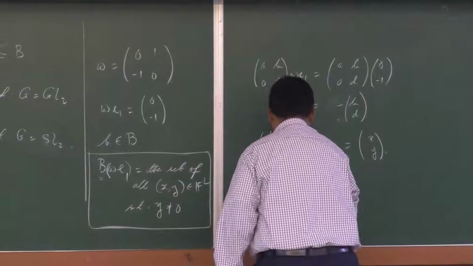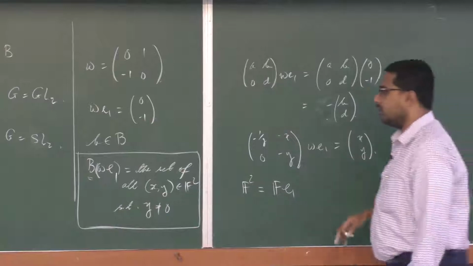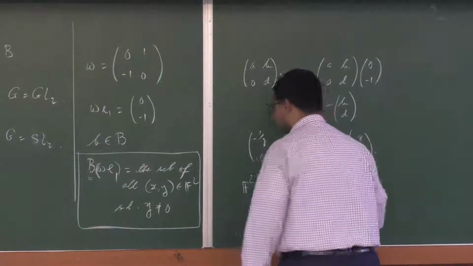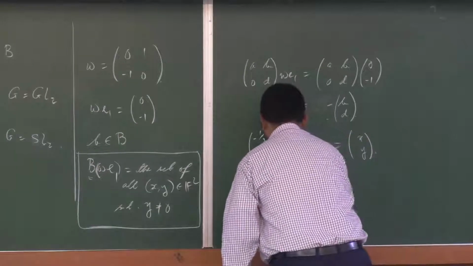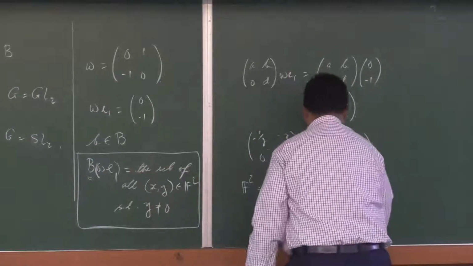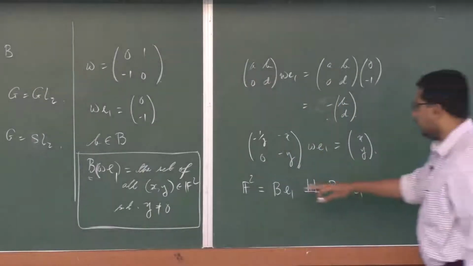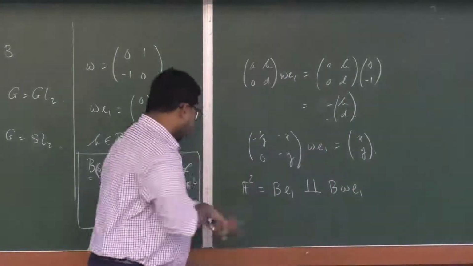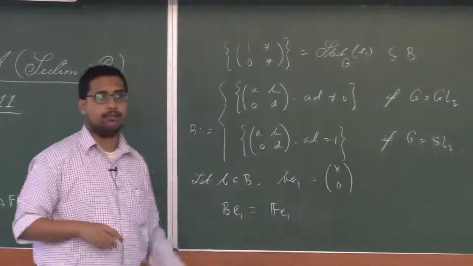In one hand I have all the points which are having first component 0, and together with that, this is basically, as we have already seen, BE1, and here we got BWE1. So that's how, this is the orbit decomposition of the action of this subgroup B on F2.